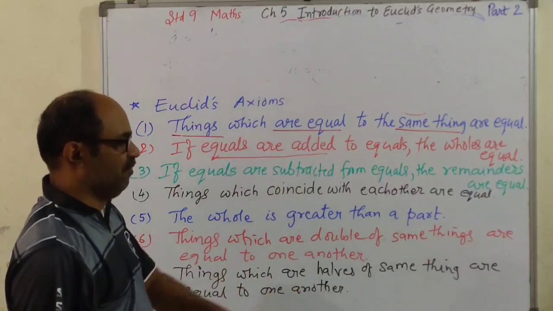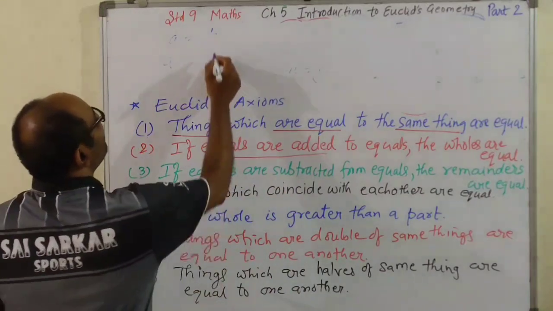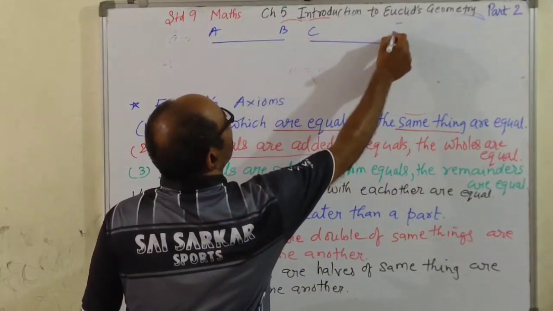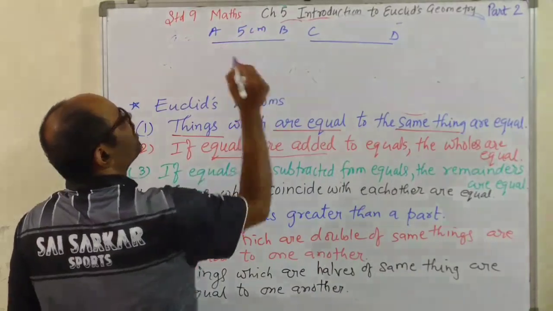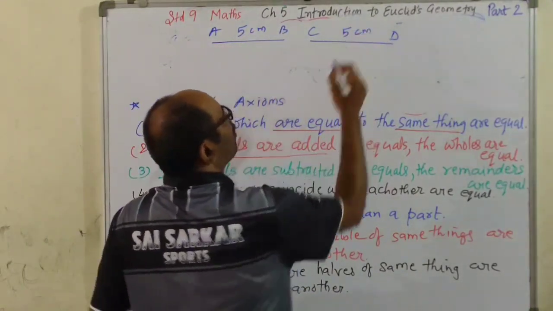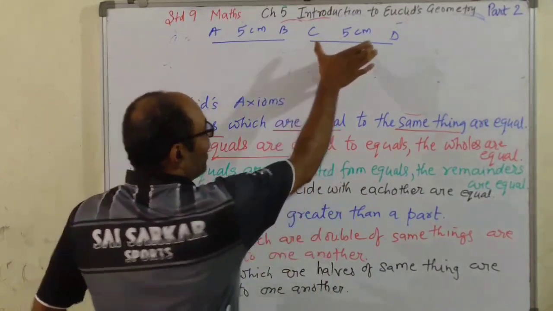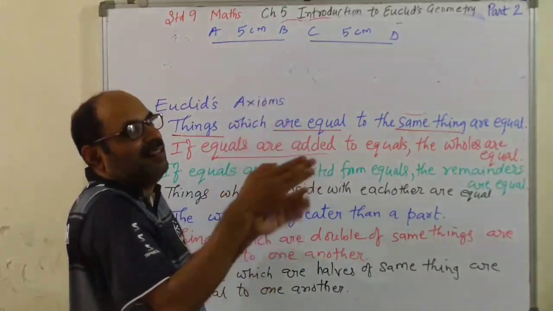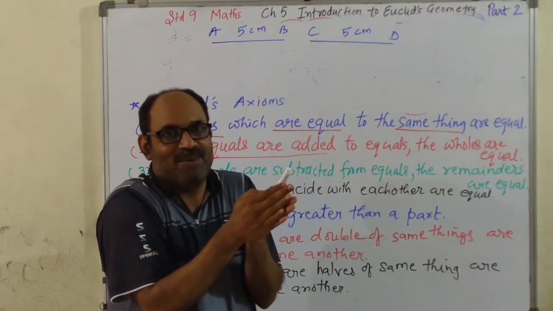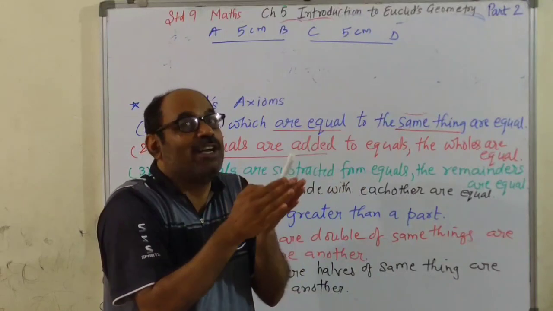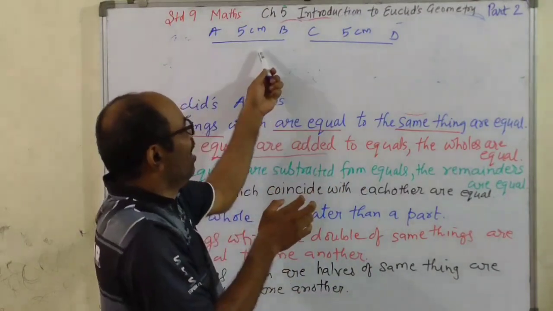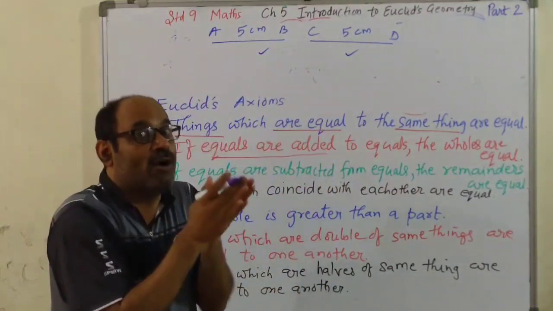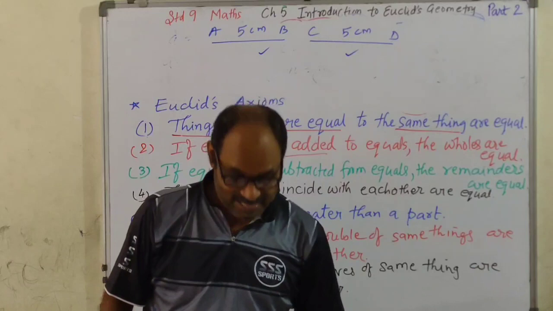Things which coincide with each other are equal. Please, here is one line segment AB. Here is another line segment CD. The length of line segment AB is 5 cm. Length of line segment CD is also 5 cm. So if you pick up CD from here and put it on AB, then they will exactly overlap. Are you getting me? This is coinciding. So here, AB is equal to CD. Since these two line segments are coinciding with each other, they are equal.